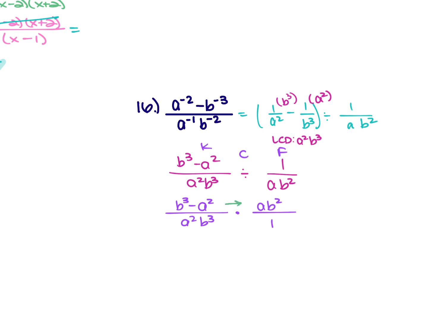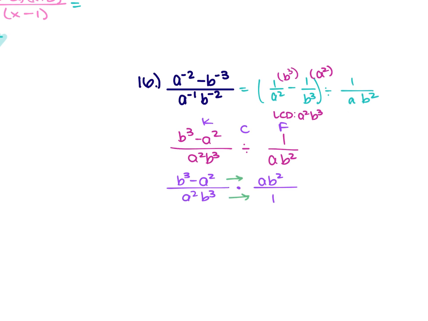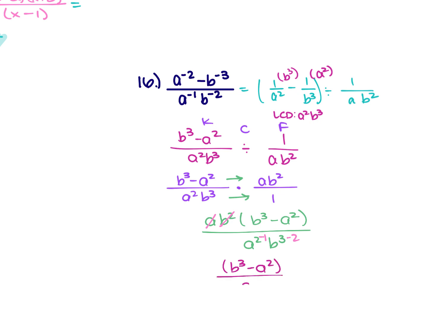We can multiply straight across if you'd like to and then simplify. If we do that, it's just going to give us ab squared times b cubed minus a squared all over a squared b cubed. The a up top subtracts 1 from the 2 on the bottom. The 2 b's up top subtract 2 from the 3 b's on the bottom. So this is just leaving you with b cubed minus a squared all over ab.